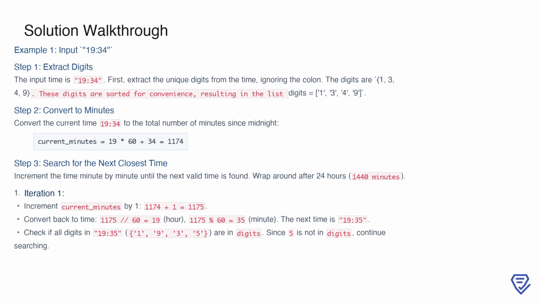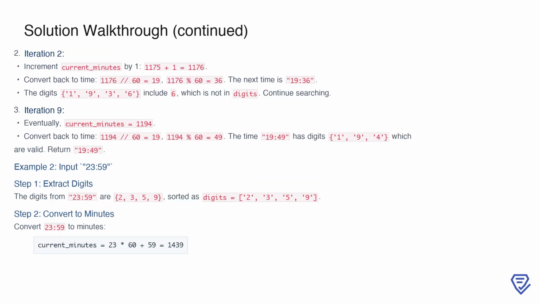Now, to find the next closest valid time, we increment the time minute by minute. Each time we increment, we convert the new total minutes back into hours and minutes and check if the digits in the resulting time only use the given set of valid digits. For instance, after 1 minute, the time becomes 19:35, but the digit 5 is not in our set of valid digits, so we continue searching. As we proceed, each minute is tested to see if all its digits are valid. For example, after 2 minutes, the time becomes 19:36, but the digit 6 is not in our set of valid digits, so we keep going.